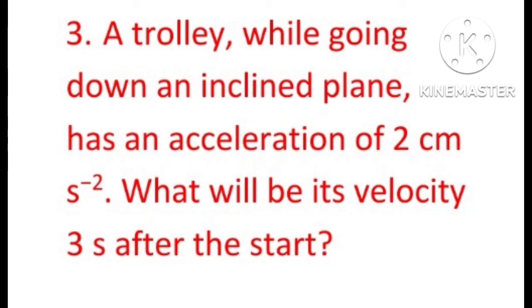Okay, what are the quantities given? A trolley is moving through an inclined plane and it has acceleration of 2 cm per second square. So we can write down acceleration a equal to 2 cm per second square. And we have to calculate the velocity after 3 seconds. That means the final velocity we have to find. And after the start means initially the velocity was 0. Okay, in an inclined plane, initially the velocity will be 0. So u we can write as 0. And time is given as 3 seconds, right?